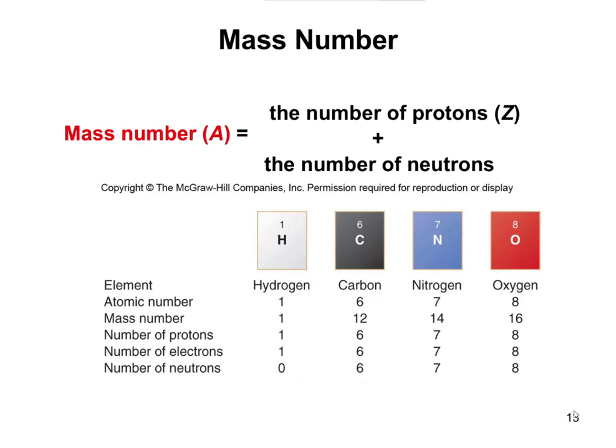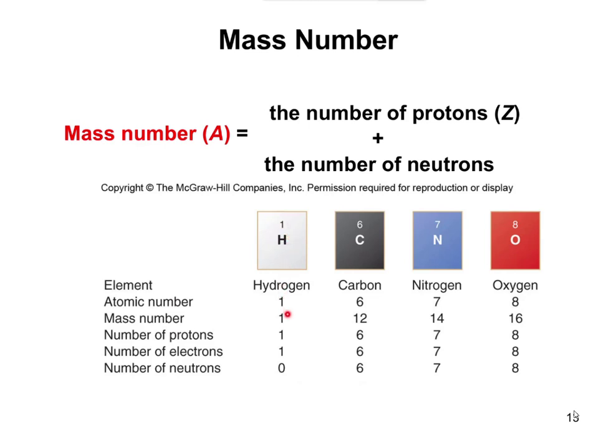However, the thing that can change is the number of neutrons. So the mass number is going to be the number of protons plus the number of neutrons. And as you can probably figure out, the reason we don't include the number of electrons in the mass number is because their mass is negligible. So if you look at hydrogen here, where it says hydrogen with a 1, that 1 refers to the atomic number.